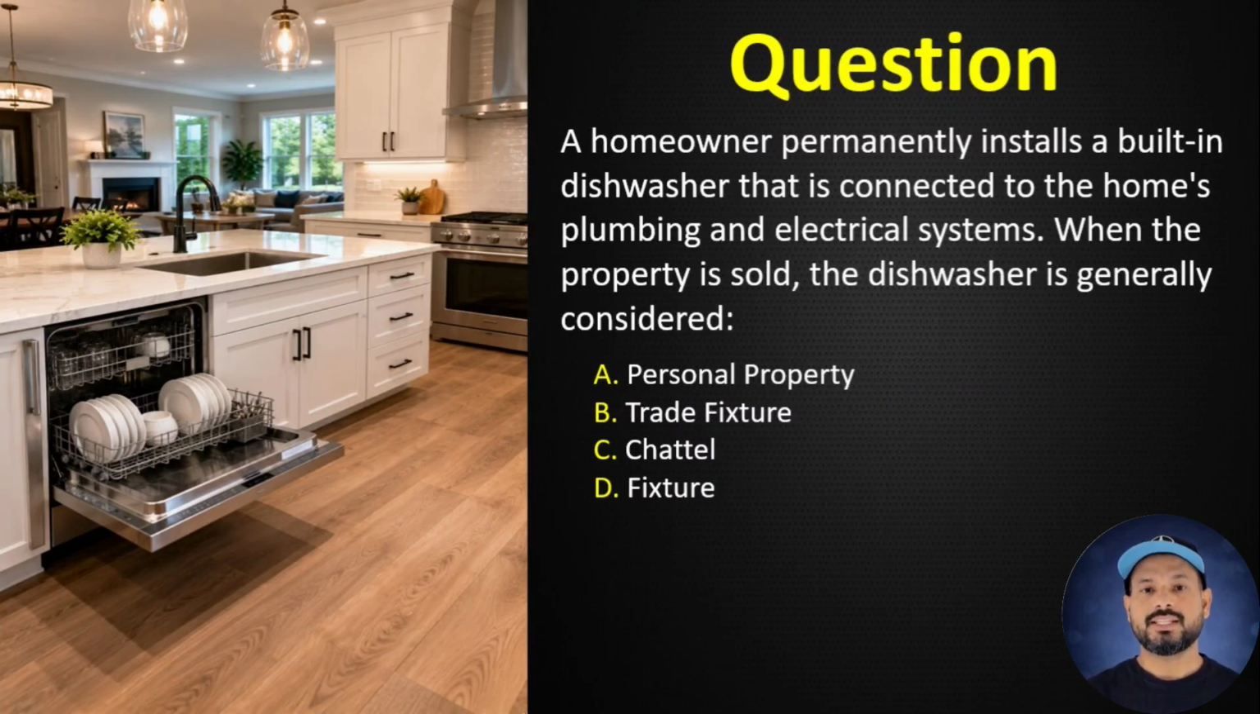Question number 27. A homeowner permanently installs a built-in dishwasher that is connected to the home's plumbing and electrical systems. When the property is sold, the dishwasher is generally considered: A. Personal property, B. Trade fixture, C. Chattel, D. Fixture. Correct answer D. Fixture. Permanently attached items normally become fixtures and transfer with the property.